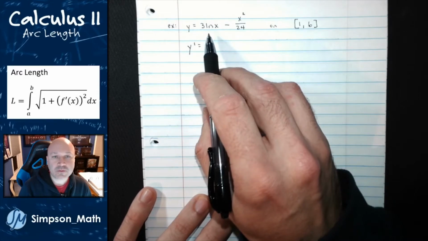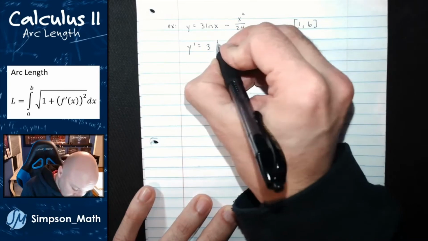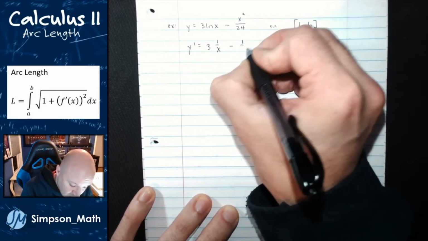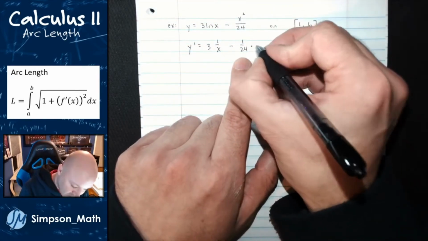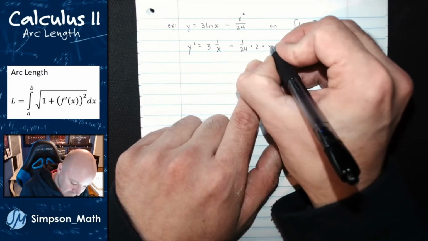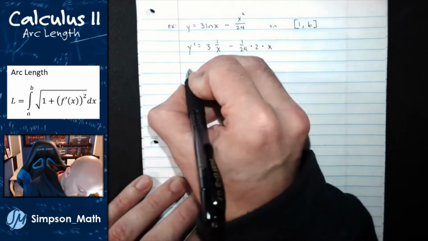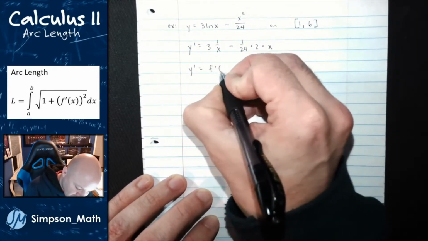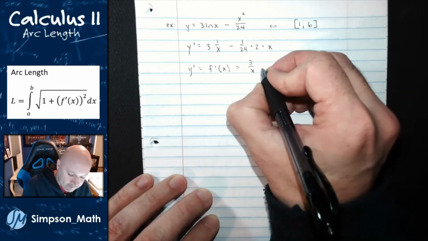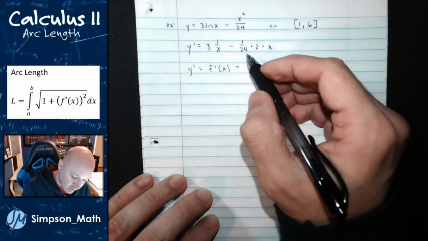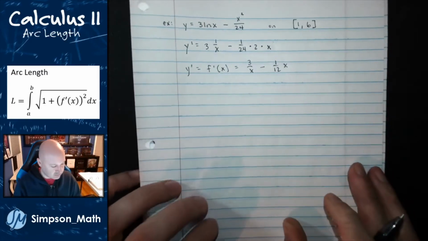Well, the 3 is just a constant, it just stays there. The derivative of the natural log of x is 1 over x. The 1/24th is just a constant, I can pull that out front. The derivative of x squared is you bring down the 2, you rewrite your base, and you subtract 1 from the exponent. I'm going to clean that up a bit. Y prime, or maybe I should call this f prime of x, is 3 over x minus, that'd be 1/12, 1/12 x.